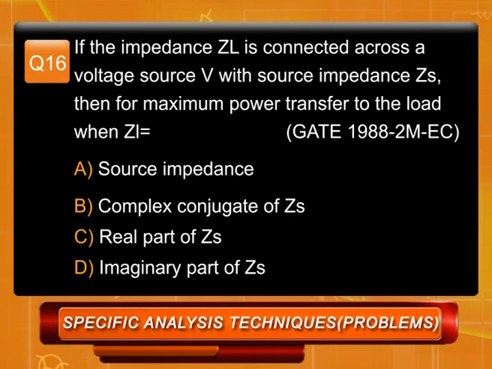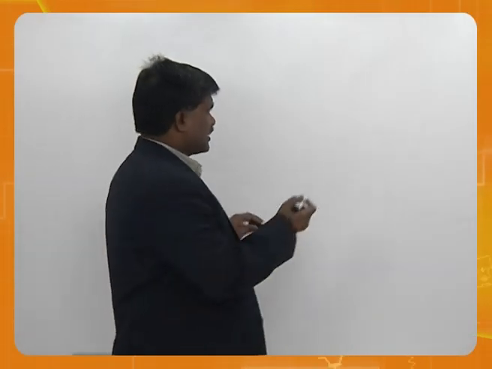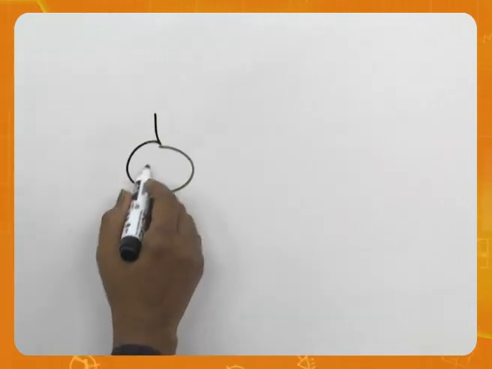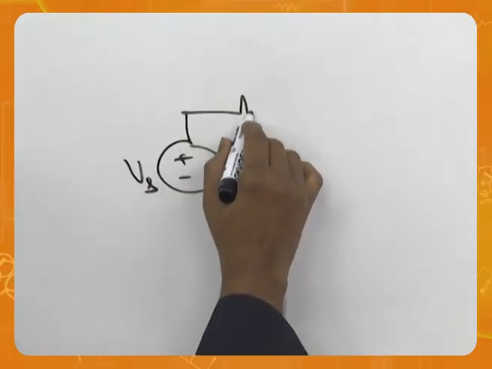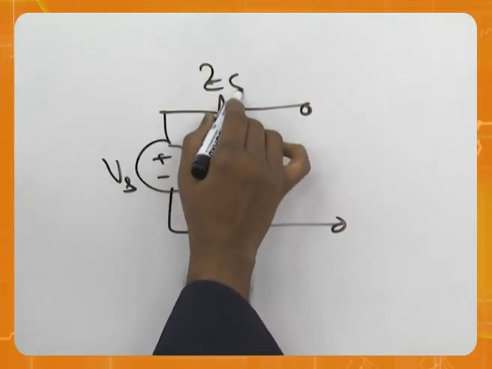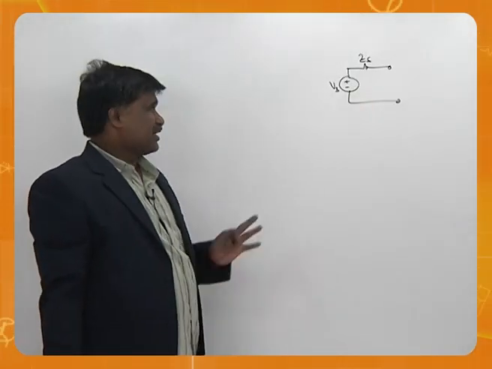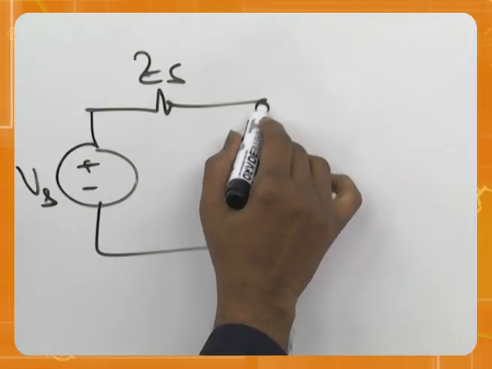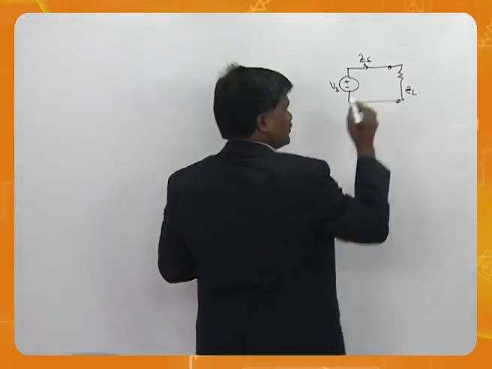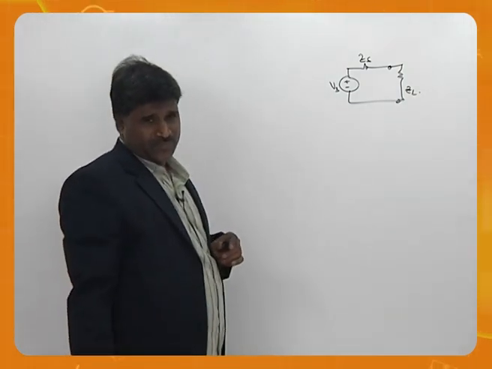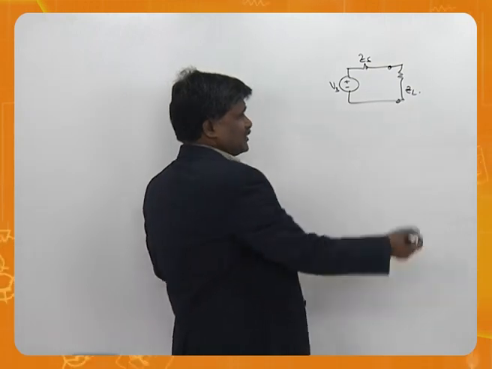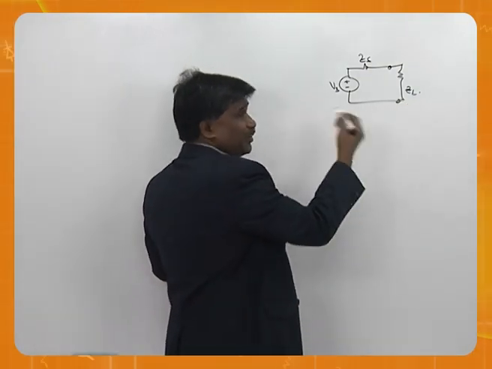If the impedance ZL is connected across a voltage source V with source impedance ZS, then the maximum power transfer to the load is, what is the option? What exactly he is saying is, let us understand the problem. He said like this, Vs is voltage source, Zs is impedance, then comes ZL. Now, look at this point. What is the meaning? They should be complex conjugate.